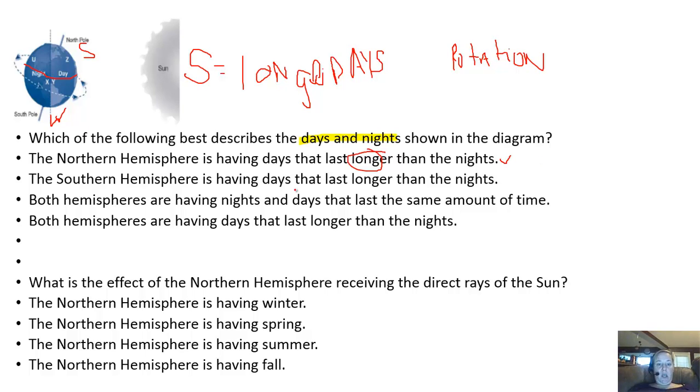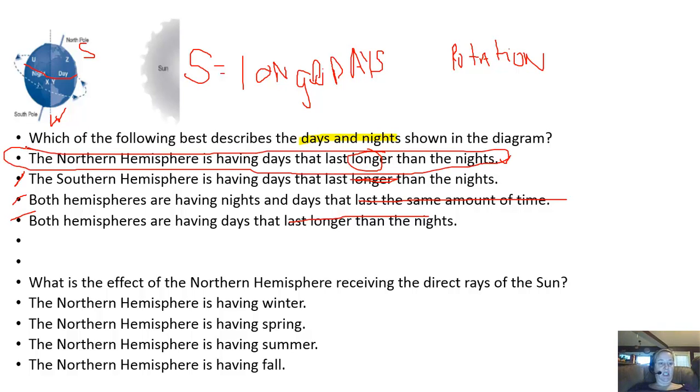Yes, that's true. The southern hemisphere is having days that last longer? No, they're actually having days that last shorter. We know that in the winter we have shorter days. Sometimes in the winter, our nighttime will come at like 4:30 in the afternoon. Both hemispheres are having nights and days that last the same amount of time? No, they're not. The equator would be, but not the hemispheres. Both hemispheres are having days that last longer? That means they both would be in summer? No. Your best answer choice was right here.